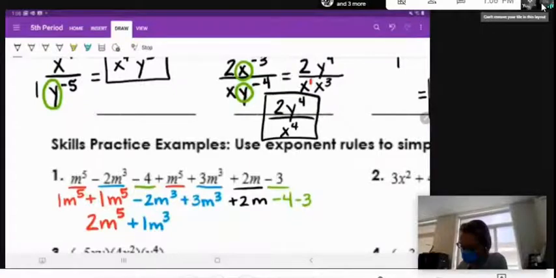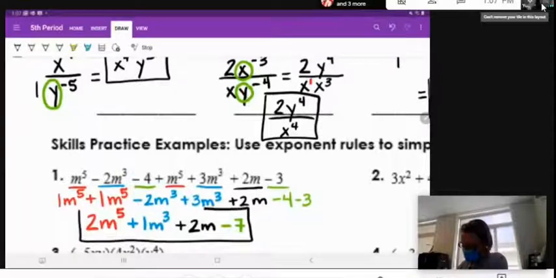Then for the m term, that doesn't combine with anything. So we're just going to rewrite it. Just carry it down. And then for the numbers at the end, negative 4 minus 3, well, that just gives me negative 7. I don't even have to think about my rules for that one. And this is our answer. We cannot simplify this anymore because none of the terms are like terms. So we can't put them together. So we're done.